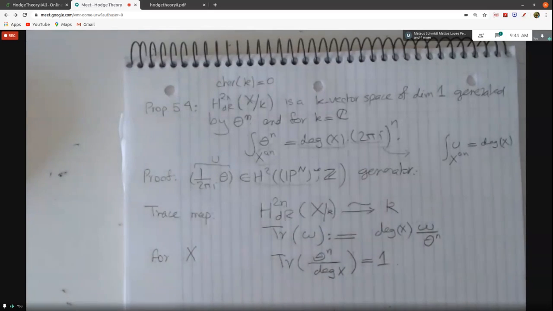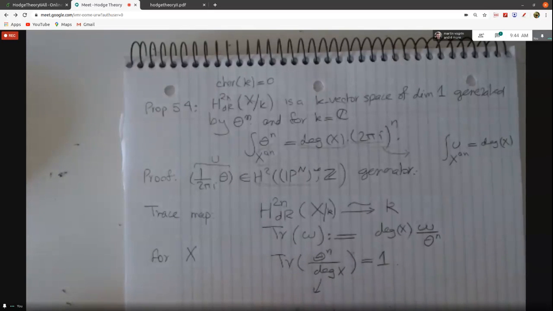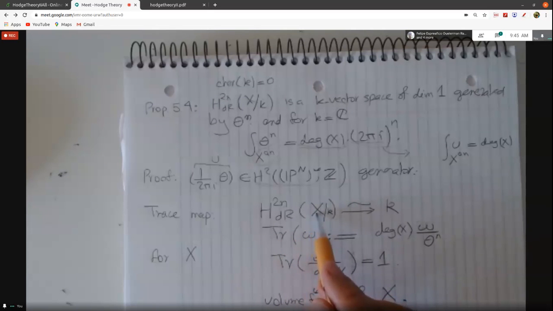I need this fact later. This is the reason. So this I will call the volume form of X. Anyway, I need to fix a generator of H^2n(X). And it turns out that for later uses, theta^n divided by degree X is what I have used as the generator, and I want this to be the volume form.